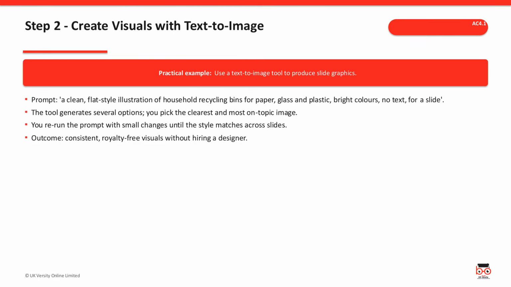Step 2 is creating the visuals with a text-to-image tool. You might prompt for a clean, flat-style illustration of household recycling bins for paper, glass, and plastic, in bright colors, no text, suitable for a slide. The tool offers several options, and you pick the clearest and most on-topic one. A little rerunning with small tweaks keeps the style consistent from slide to slide. The result is a set of tidy, royalty-free graphics with no designer required.